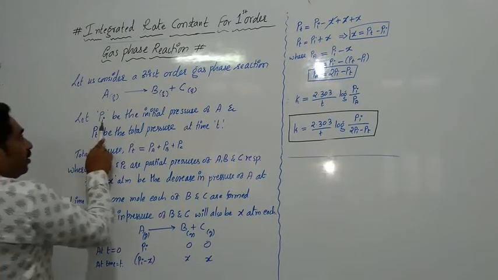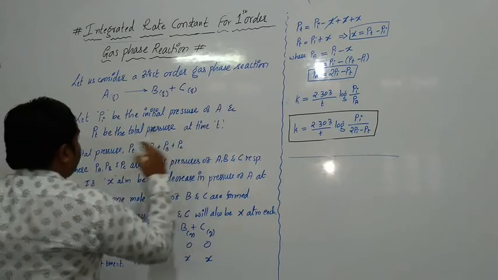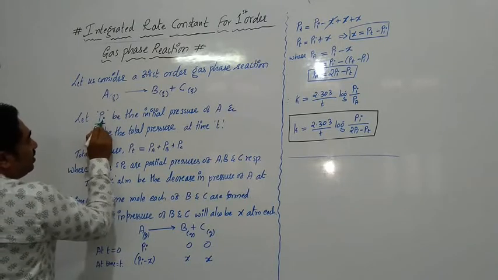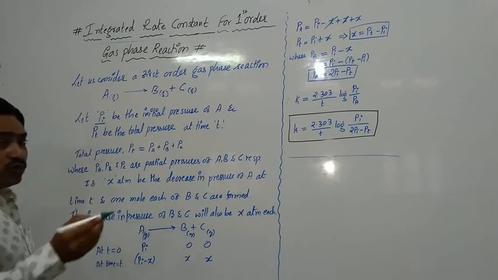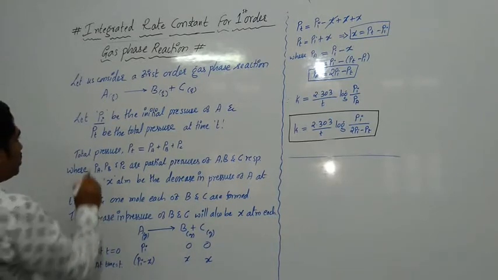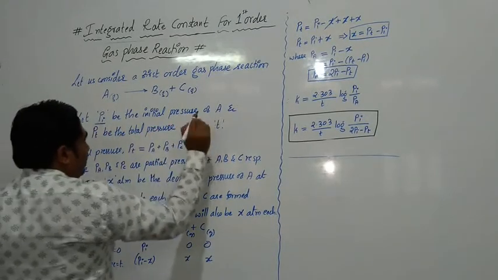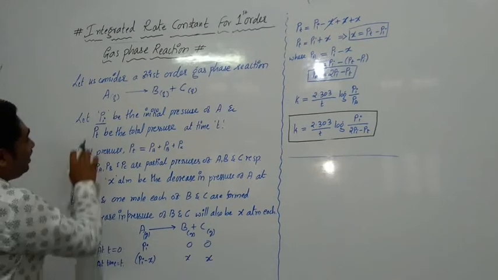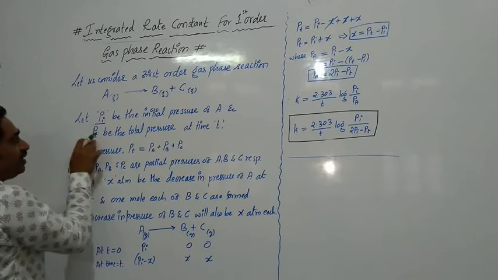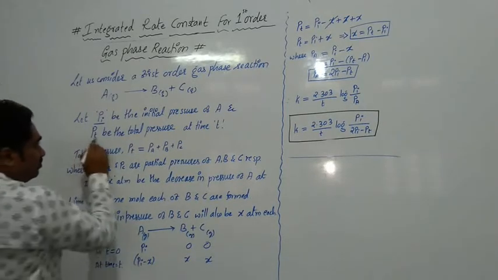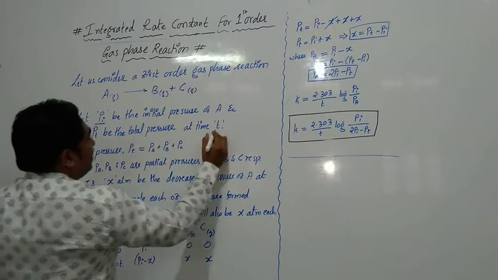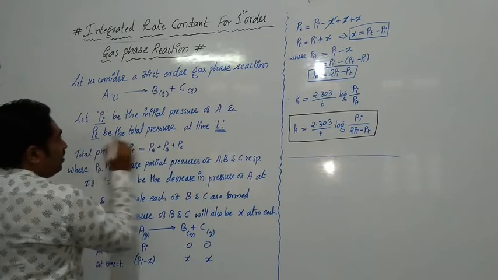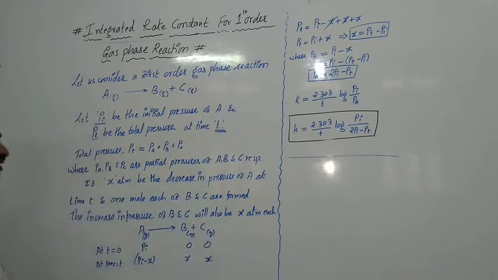Let Pi be the initial pressure of A. Pi means the pressure of the reactant at the initial state, that is at T equals 0. And PT means, it is not platinum, PT means total pressure. PT be the total pressure at time T. Here this is at time T equals 0, and this is at time T equals T.